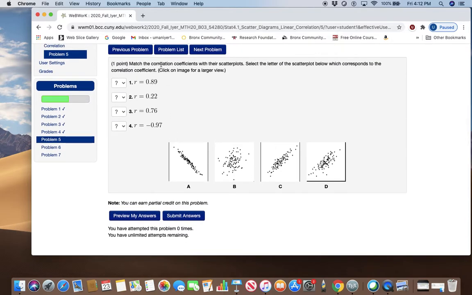Okay, match the correlation coefficients. So that's going down, so it has to be this. And notice how close to a line it is. So this number is close to negative 1. So this is A. All these others are positive. This is the only one going negative, so we know that's A.